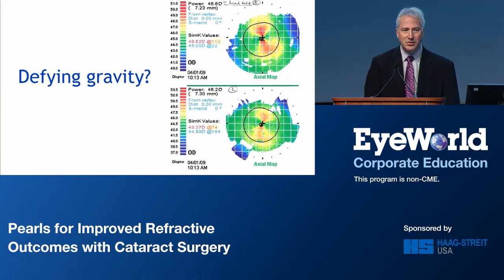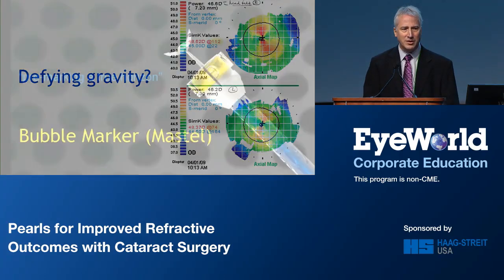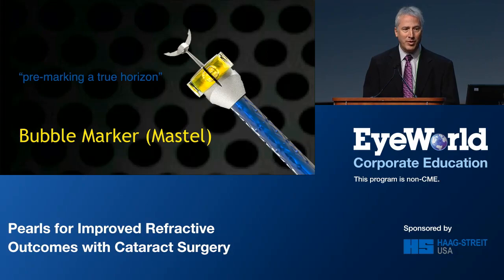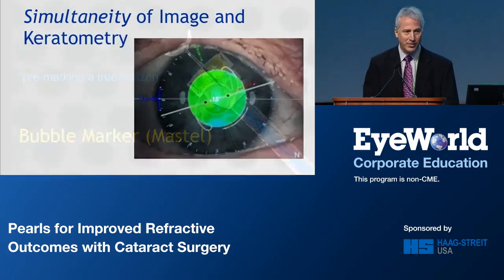It's defying gravity. These two topographies are the same eye. The patient was tilting their head slightly to the right in one and slightly to the left in the other. So what we really want to know is not what the astigmatism is relative to gravity. We need to know what the astigmatism is and what the landmarks are relative to when the keratometry was performed. Remember we talked about simultaneity before? Again, a bubble marker works great, but it's not relative to where it was measured relative to gravity, right?